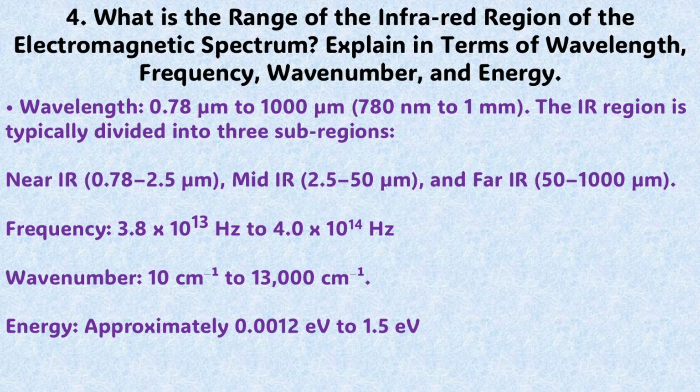The infrared region is typically divided into three subregions: near infrared, from 0.78 micrometer to 2.5 micrometer; mid infrared, from 2.5 micrometer to 50 micrometer; and far infrared, from 50 micrometer to 1000 micrometer.